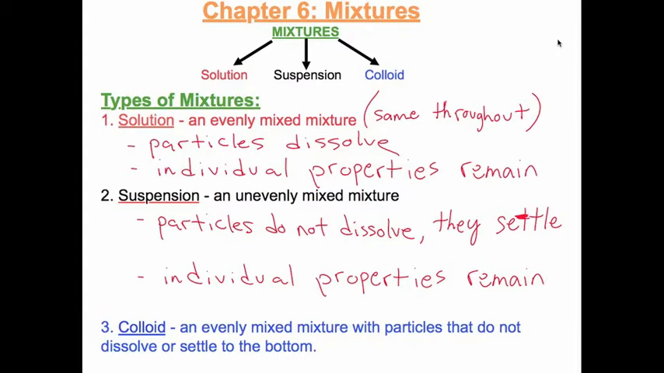In a colloid, we have an evenly mixed mixture with particles that do not dissolve or settle to the bottom. It's kind of a mixture. It's evenly mixed, like a solution, but the particles don't dissolve, like a suspension. However, the particles don't settle to the bottom, so it's neither a solution nor a suspension. It's kind of in between. An example of a colloid is milk. Milk has particles like fats that do not dissolve, but also do not settle to the bottom.